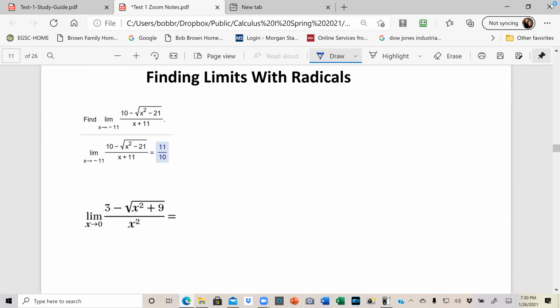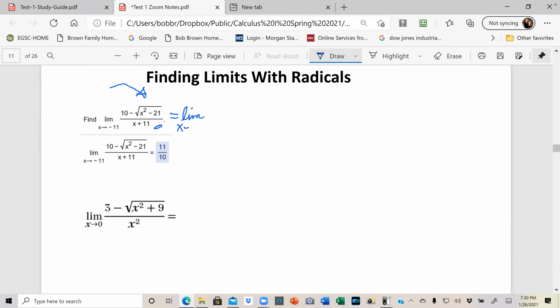Now, finding limits with radicals. Notice you got a radical here. And notice if you plug in x equal minus 11, you'll get 0 in the denominator. And so you got a problem. Turns out that if it's set up like this, very often you can multiply the numerator and the denominator by the conjugate, the radical conjugate.